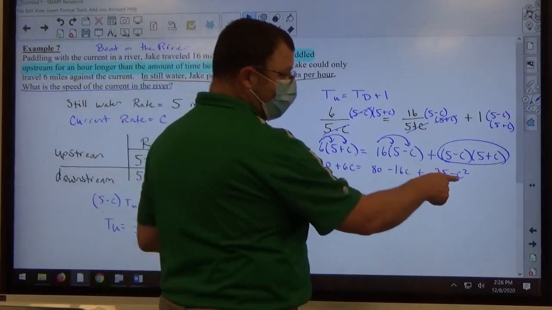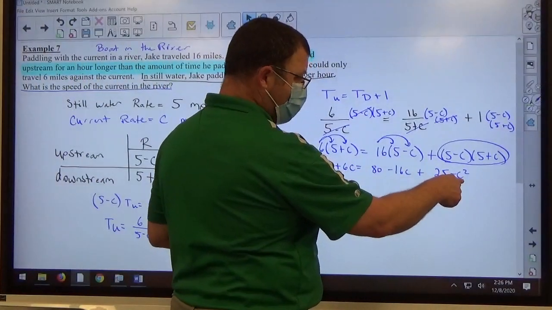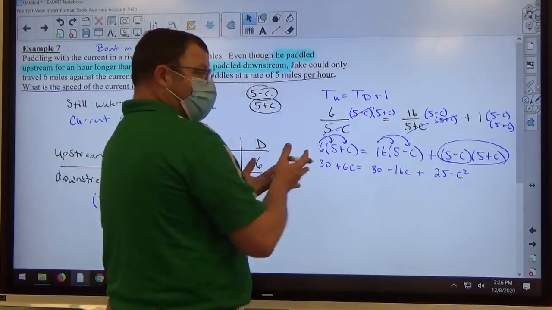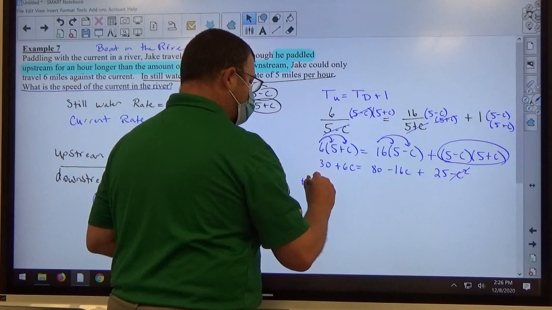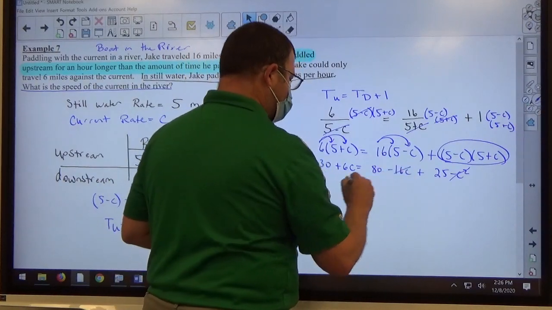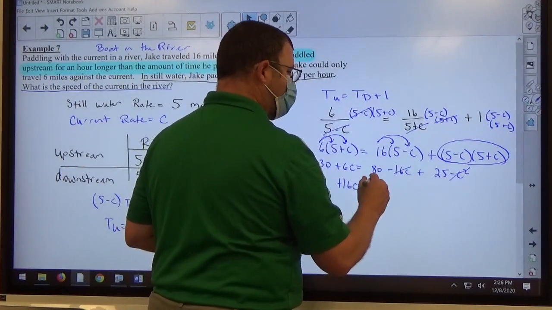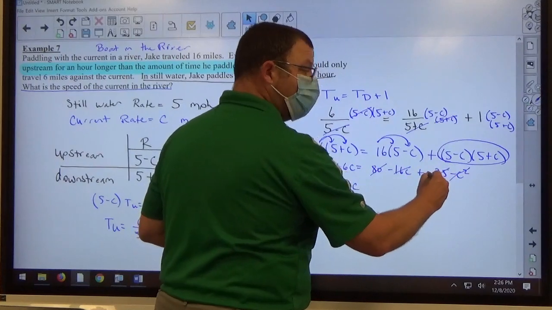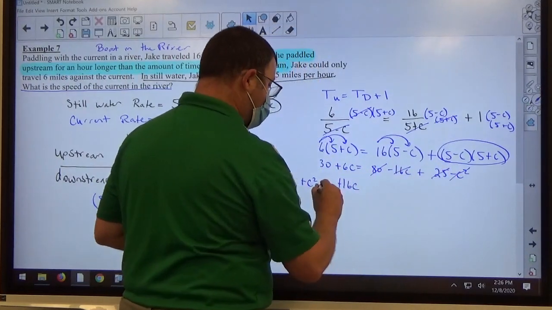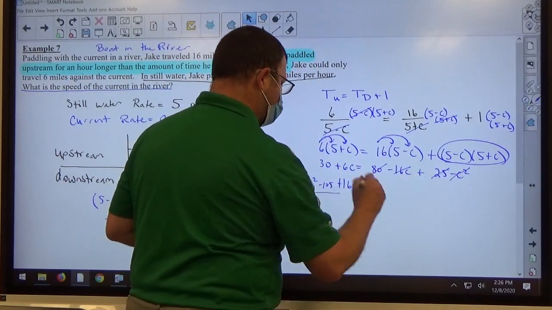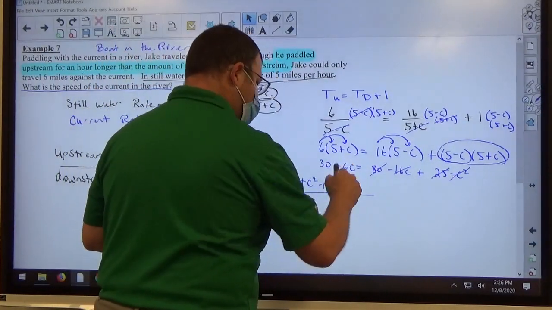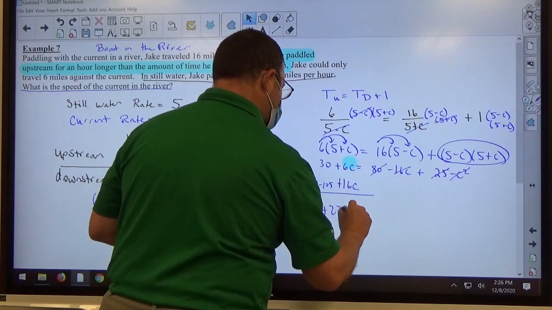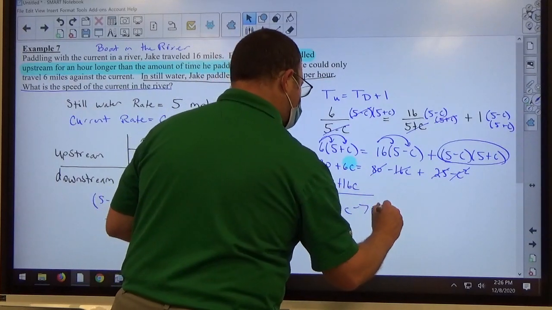The lead term, the c squared term, is negative. I like it to be positive, so I'm going to move everything to the left. So I'm going to make the negative c squared come over as positive c squared. Negative 16c becomes positive 16c. Positive 80 plus 25, that's 105, so minus 105. So my end result in descending order is c squared plus 22c minus 75 equals 0.